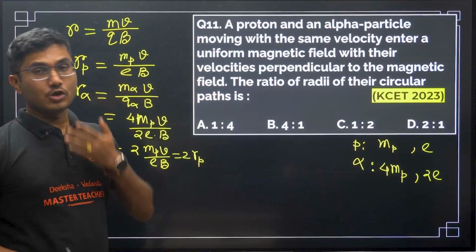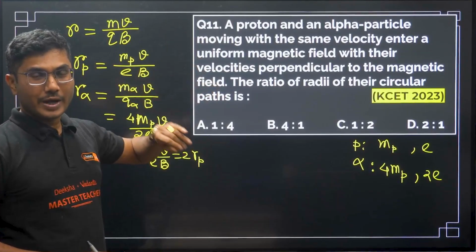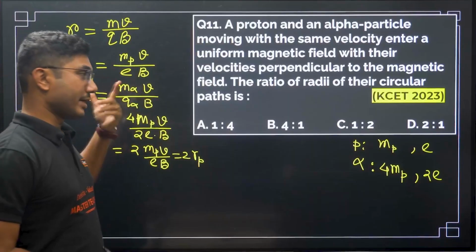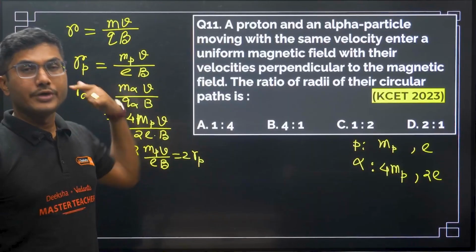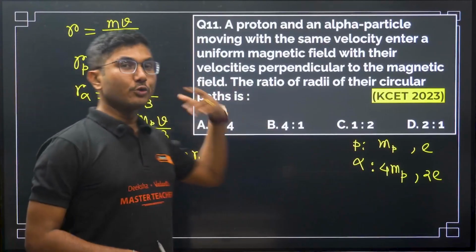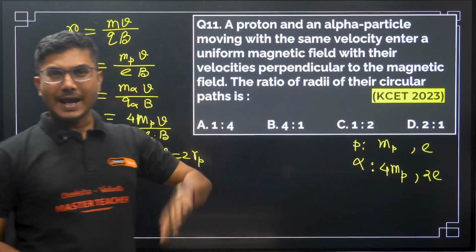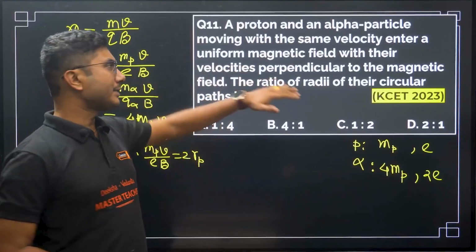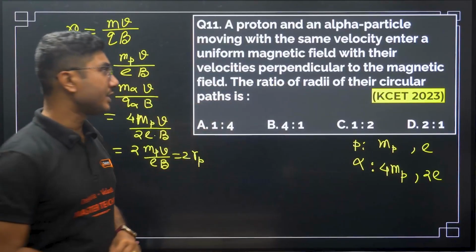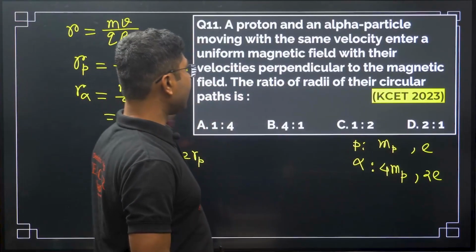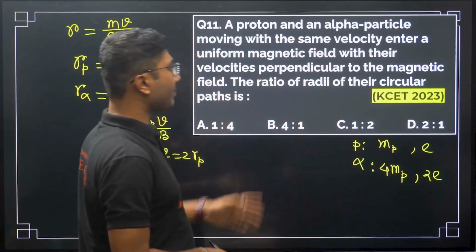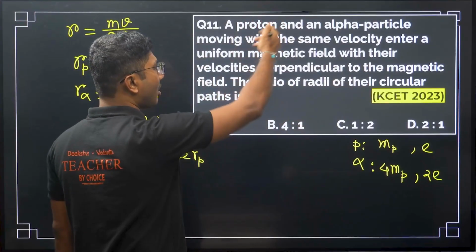Whenever this is a ratio based question, read the question twice to understand the order, which is very important to determine before answering. 1:2 can be the answer, 2:1 can be the answer based on the order. The same question can have different answers based on the order given in the question itself. So the ratio of radii of their circular path, now let's check the order.